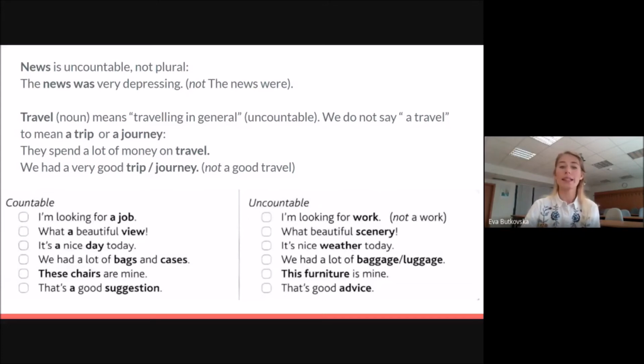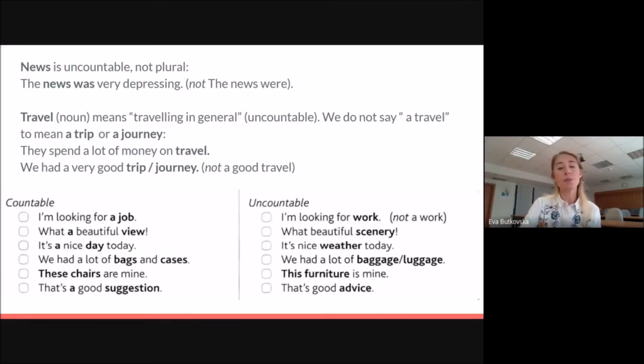And as well, like I said, furniture. Furniture is uncountable, but chairs are. These chairs are mine. And the last very good example is, that's a good suggestion. A suggestion is countable, but advice is uncountable. Now that's another exception for you to remember.